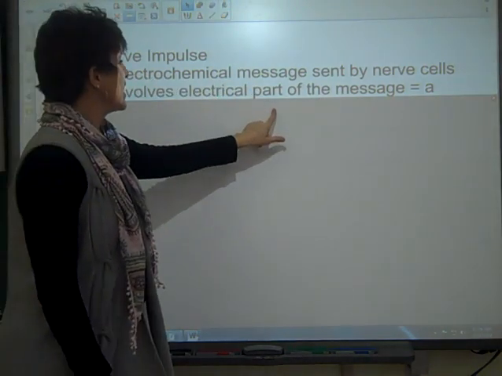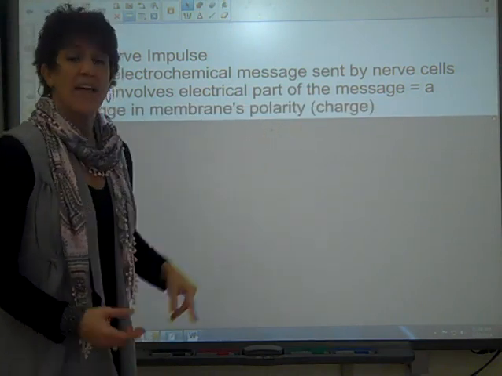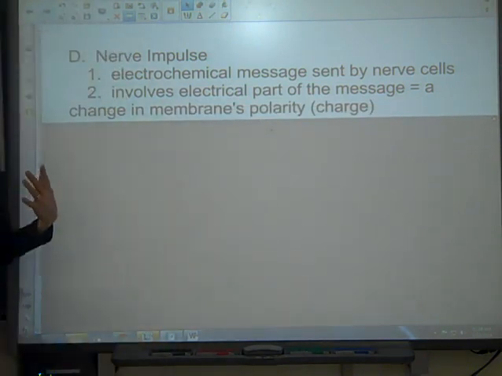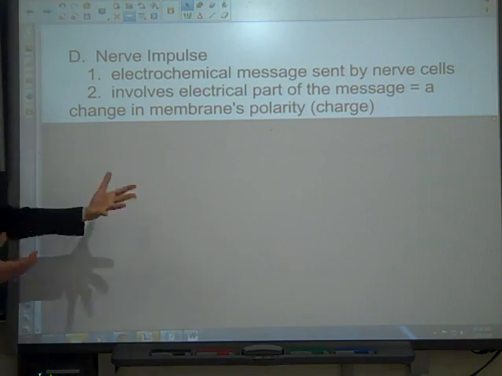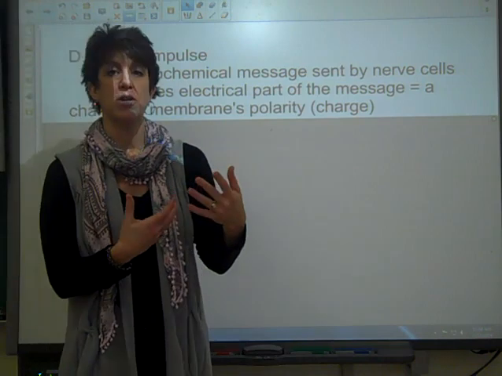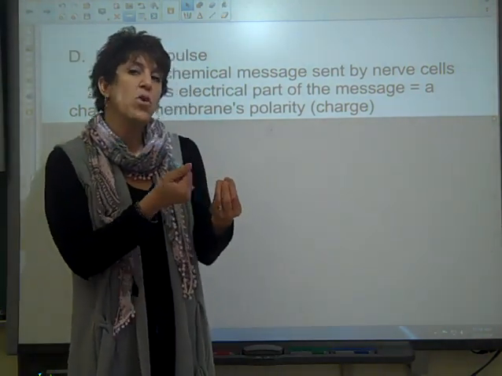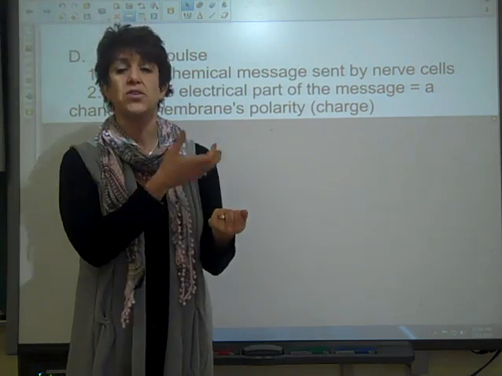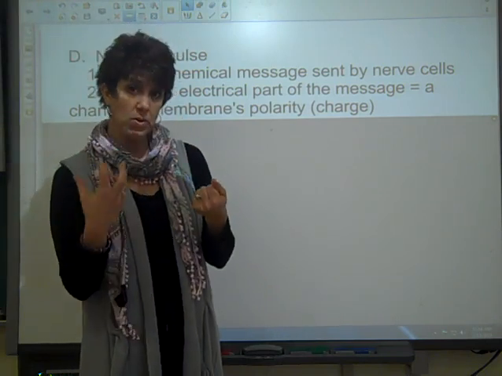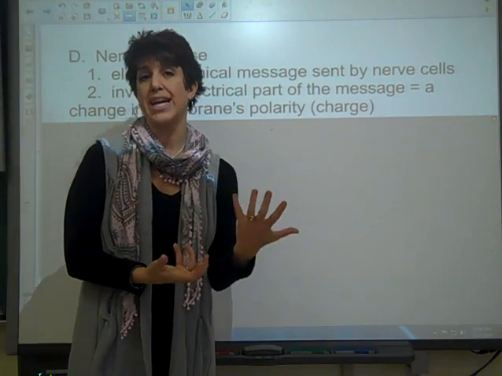It involves an electrical part of the message. The electrical part is actually just a change in charge. Polarity is the difference in charge. So I want you to think back, when you learned chemistry, you learned about a polar bond. The reason that it was polar is that there was more of a pull from one side to another, so there was a difference in charge. One was slightly more positive, one was slightly more negative.